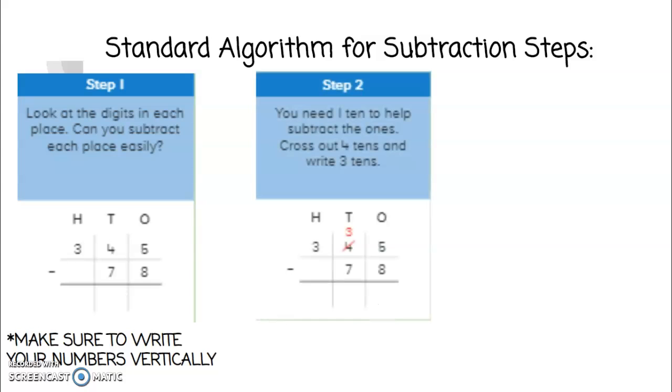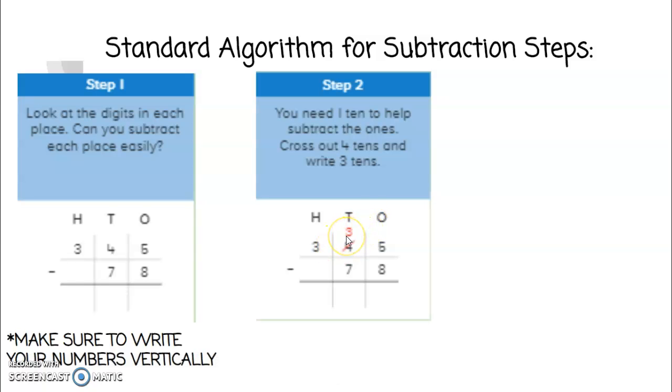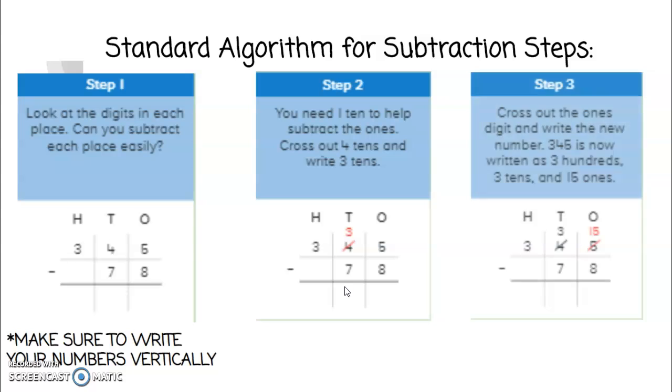Step number 2 says you need 1 ten to help subtract the ones, and cross out 4 tens and write 3 tens. So here I see that I cannot take away 8 from 5. So I have to go next door, borrow, cross it off, it becomes a 3. And then step 3 is going to tell me to regroup and add the 10. So you cross out the ones digit and write the new number, which is 15. And 345 is now written as 3 hundreds, 3 tens, and 15 ones. So base 10 ones.